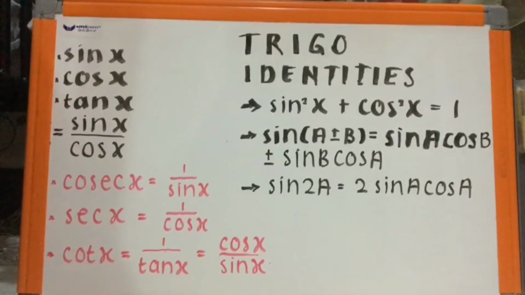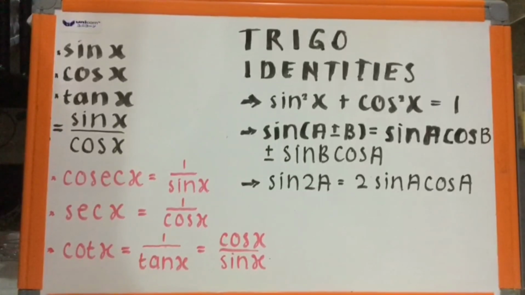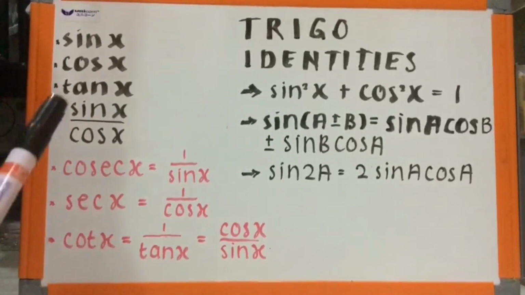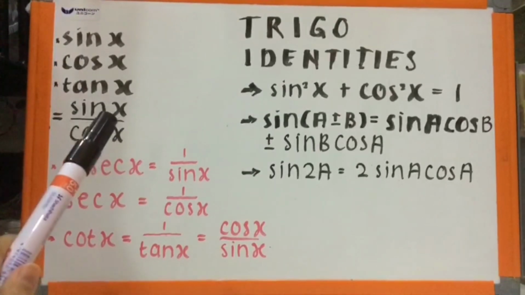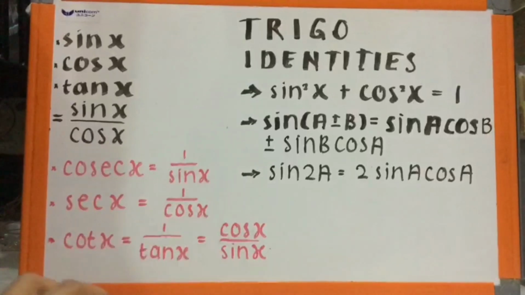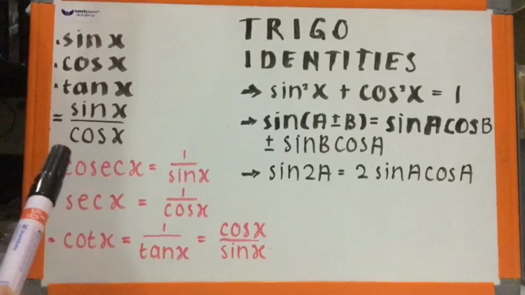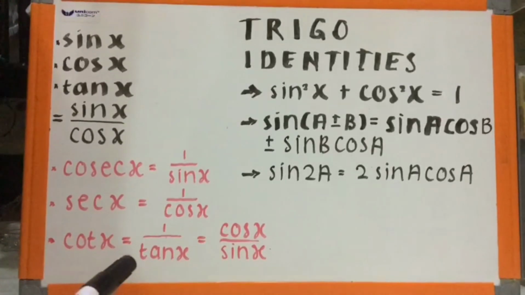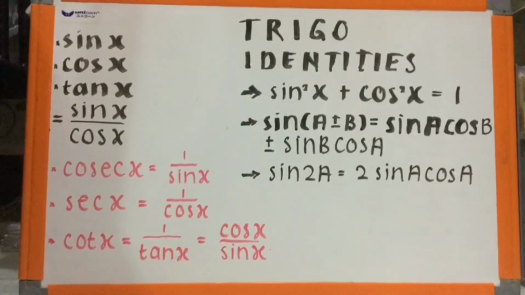Most of us have learned basic trigonometry pretty early on, so by now we should already be familiar with the basic trigo functions such as sin x and cos x, and of course tan x, which is equal to sin x divided by cos x. These should be very familiar to us, and later on we learn about cosecant x, secant x, and cotangent x, which are equal to the reciprocals of sine, cosine, and tangent respectively.